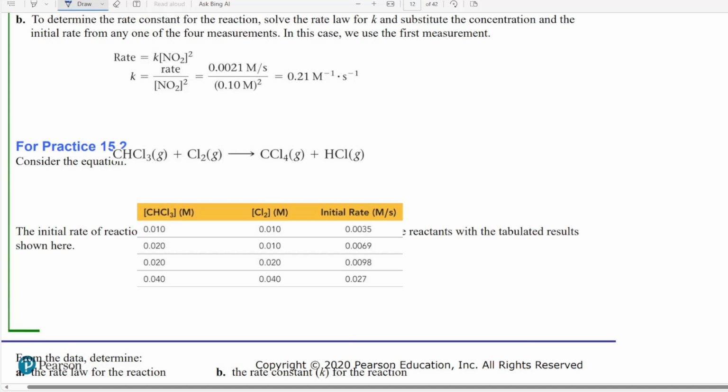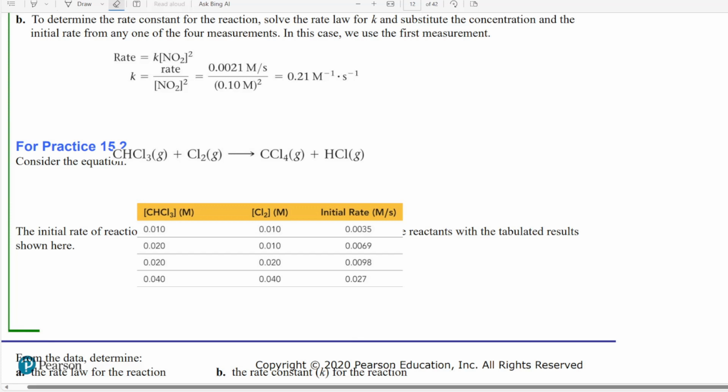Next we'll work for practice 15.2. My PowerPoint output was a little messed up here, but I'll read it to you. Consider the equation CHCl3, so this is chloroform, plus Cl2 yields CCl4, carbon tetrachloride, plus HCl. The initial rate of reaction is measured at several different concentrations of the reactants with the tabulated results shown here. From the data determine A, the rate law for the reaction, and B, the rate constant K for the reaction.